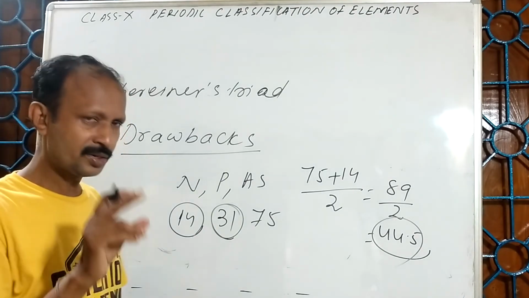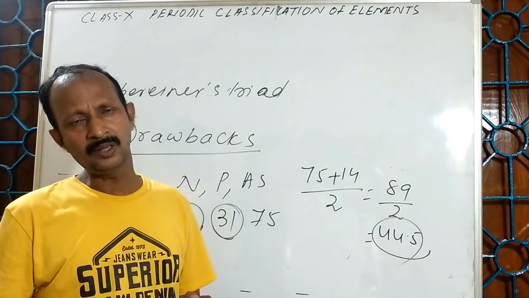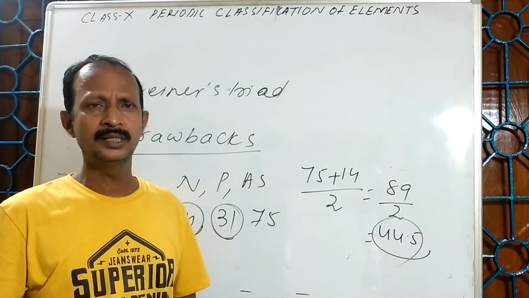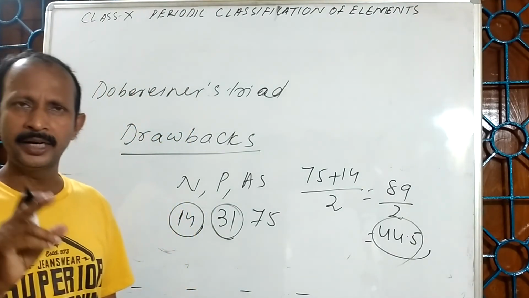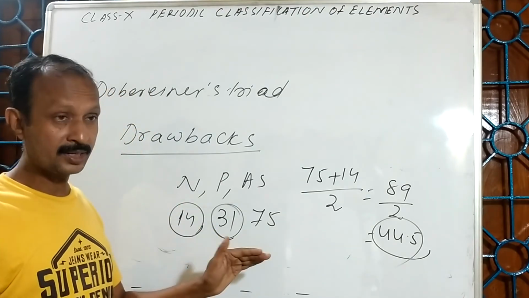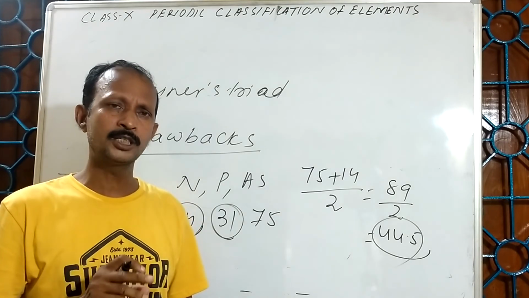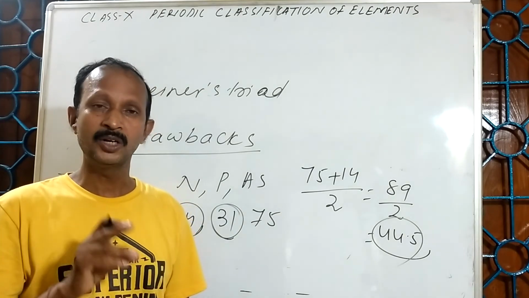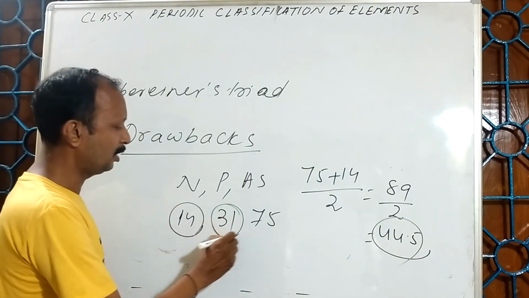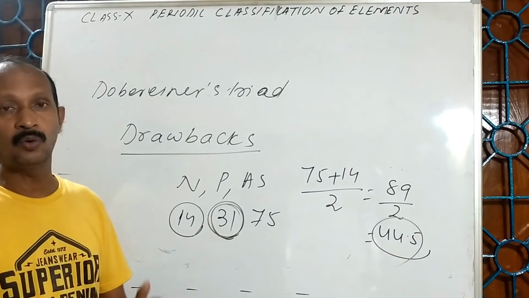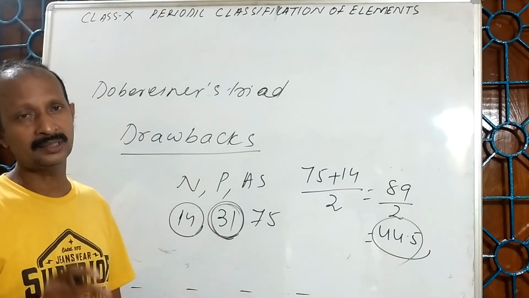So, the first reason I said, he could not arrange all the discovered elements in triads. And second thing I said, the elements nitrogen, phosphorus and arsenic have similar properties, but it is not possible to arrange them in a triad because they did not satisfy the condition that the atomic mass of the middle element is roughly equal to the arithmetic mean of the first and third element of the triad.